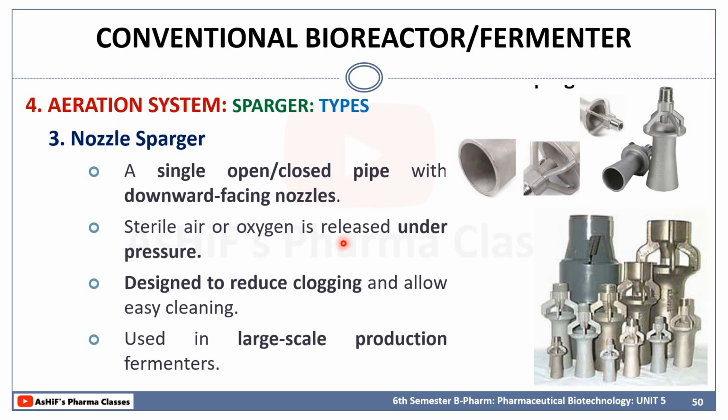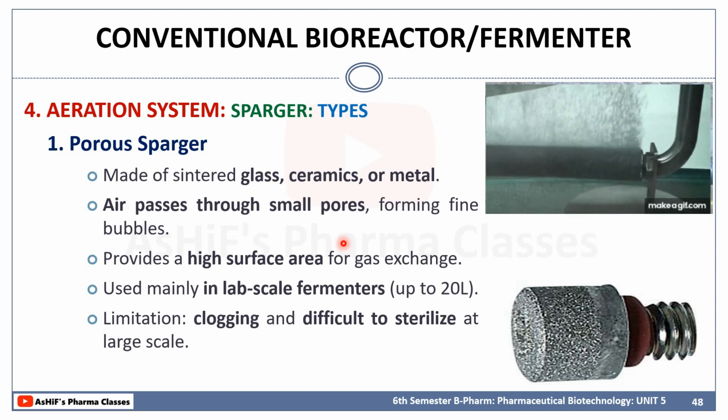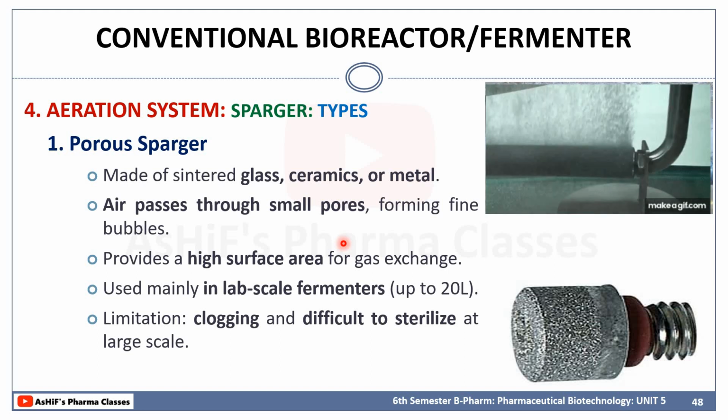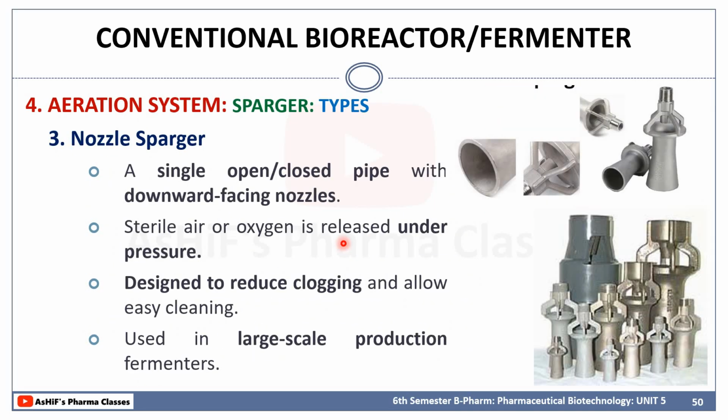So that was the porous sparger. There is a disadvantage of the porous sparger: there is a chance for clogging because of its minute holes. But by modifying this into a nozzle, which has bigger holes, we can use it in large scale production. Along with this nozzle, we have to use some kind of impellers to reduce the size of the bubbles formed.